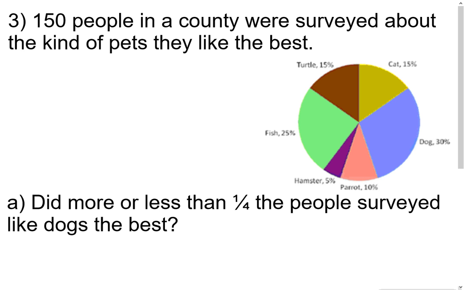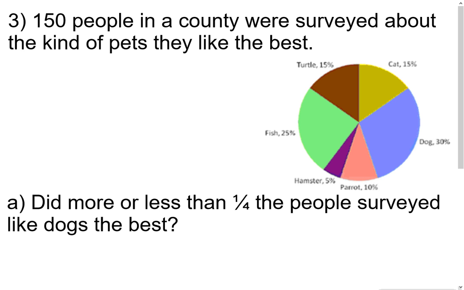Now, in this one, I have a few questions based off of this circle graph, and the different parts might be a little hard to see. The turtle is 15%, cat is 15%. I'll talk about those specific pieces when we need to in our questions. But we had 150 people in a county surveyed about the kind of pet that they liked the best.